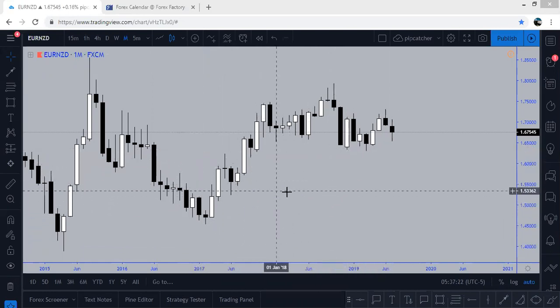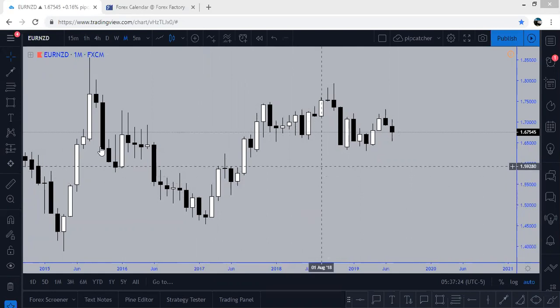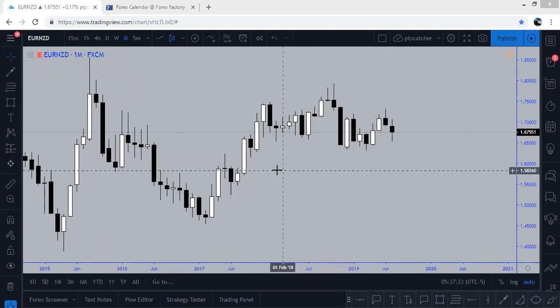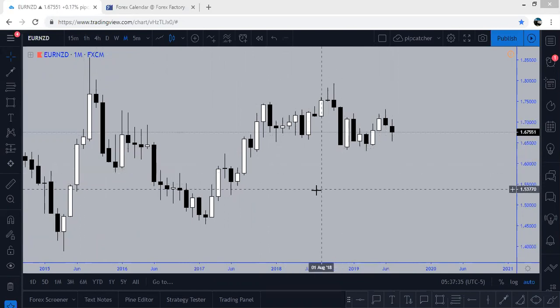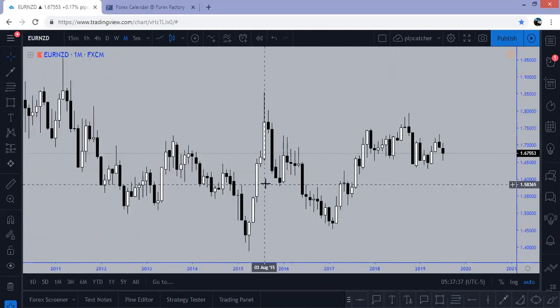I'm gonna just do a quick tutorial on how I caught EurNzd this week. It's very simple, actually, and let's just get straight to the point.